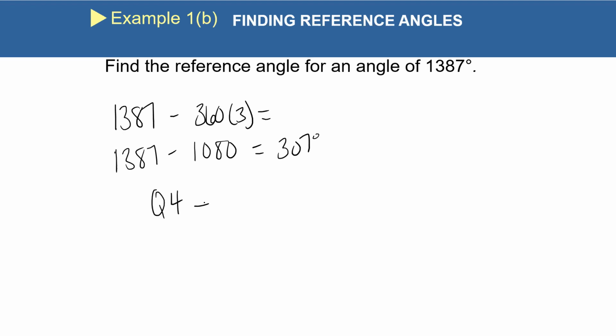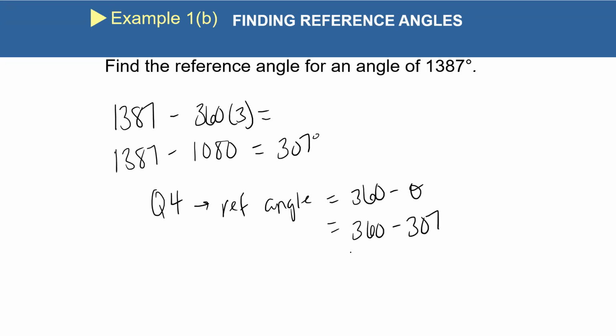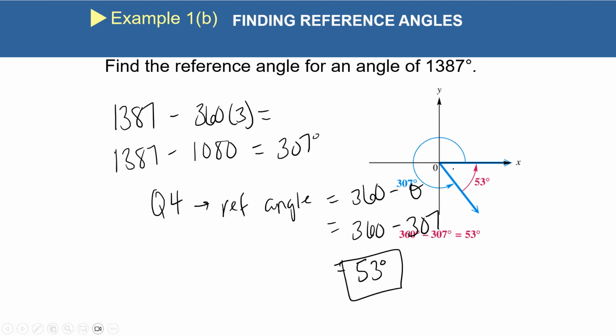Quadrant 4. And if we're in quadrant 4, how do I find the reference angle? There we go. So this would equal 360 minus our theta. So that gives us 360 minus 307, which equals 53 degrees. So our reference angle is 53 degrees. That means that 1,387 degrees is roughly 53 degrees away from the nearest x-axis. And because of that, if I knew the sine, cosine, tangent, all the above of 53 degrees, then I also know the sine, cosine, tangent of 1,387.